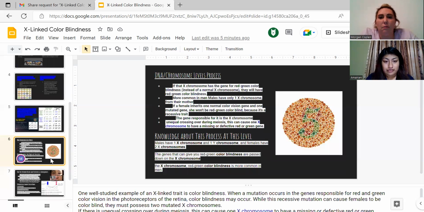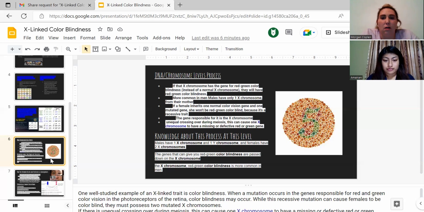DNA chromosome level process of X-linked color blindness. If that X chromosome has the gene for red-green color blindness instead of a normal X chromosome, they will have red-green color blindness. It's more common in men, as males have only one X chromosome from their mother. If a female inherits one color vision gene and one mutated gene, she won't be red-green colorblind because it's a recessive trait. The gene responsible for it is on the X chromosome.